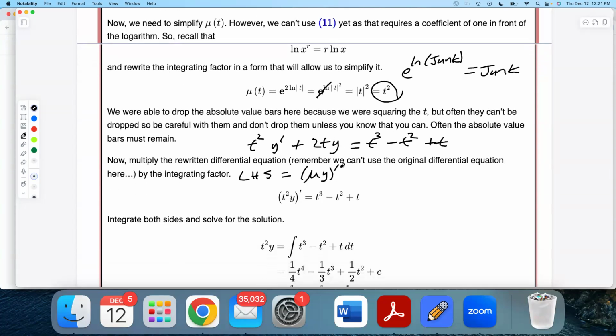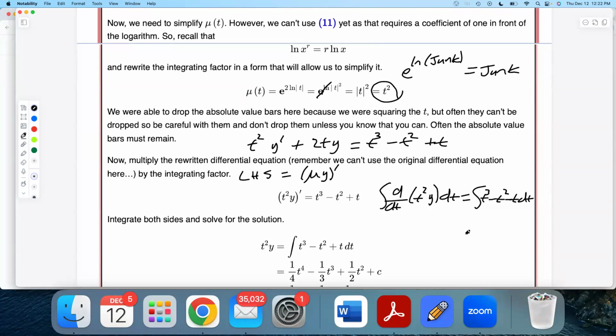Then Paul skips the most important step here. This is a step that's required. You have to write this out. Once we get to here, we integrate both sides with respect to t. I'm going to write this a little differently, in fact. Instead of writing a prime, the derivative with respect to t of t squared y dt equals the antiderivative of t cubed minus t squared plus t dt.